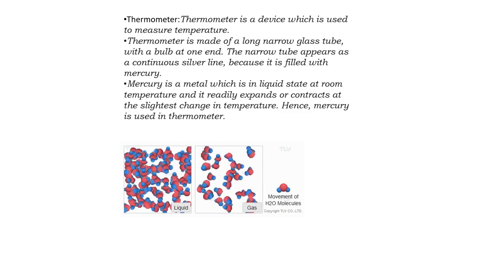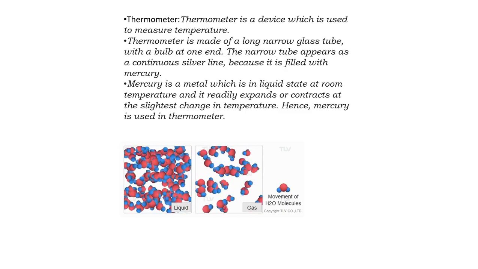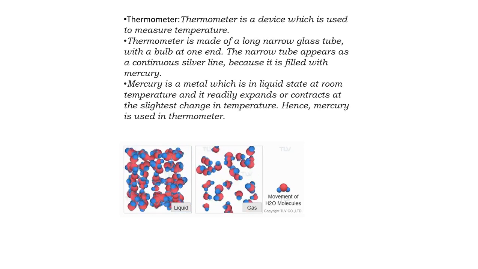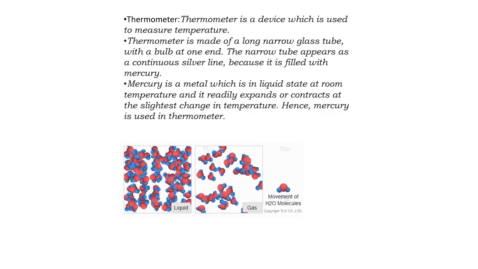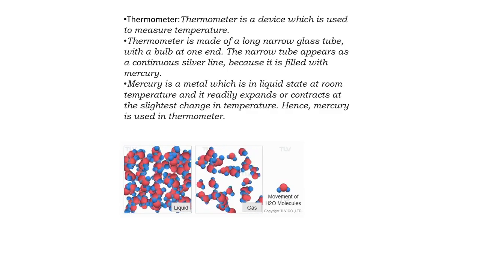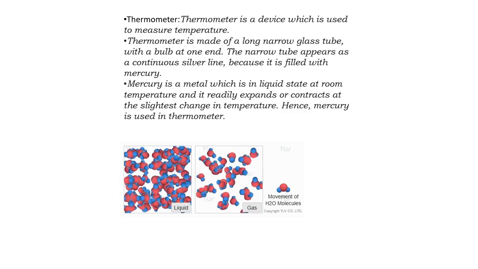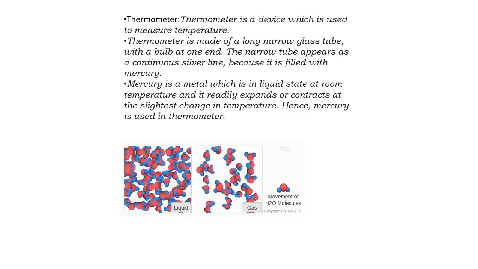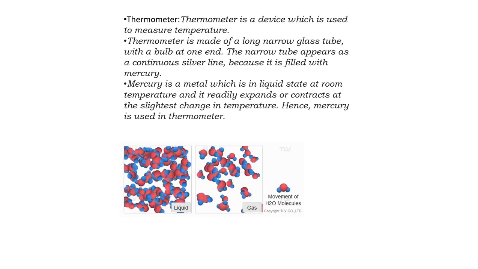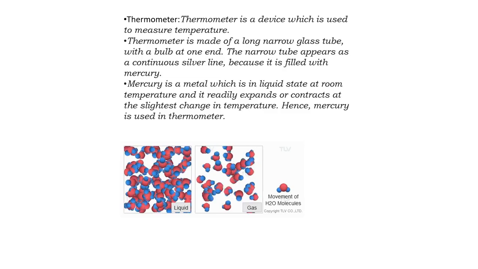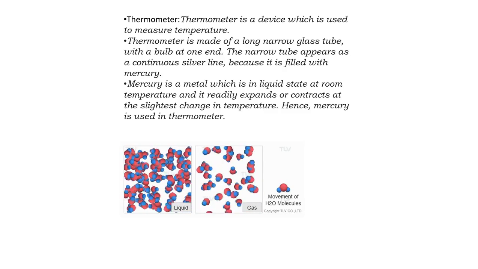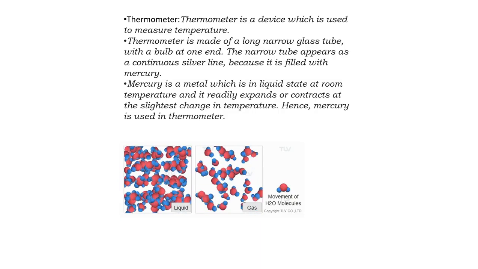We know the temperature is measured by a device called a thermometer, and it is made up of a long narrow glass tube with a bulb at one end. The narrow tube appears as a continuous silver line because it is filled with mercury. Mercury is a metal which is in liquid state at room temperature, and it readily expands or contracts at the slightest change in temperature. Hence mercury is used in thermometers because it has the capacity to change at the slightest change in the temperature.